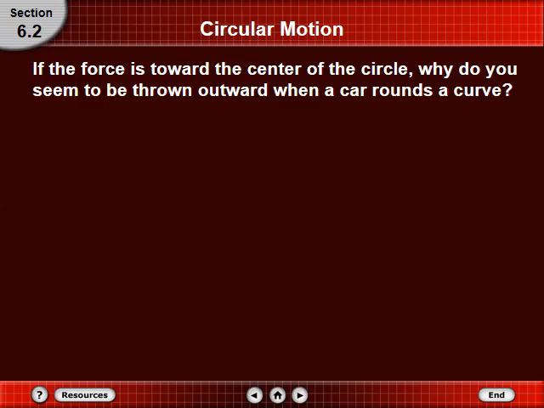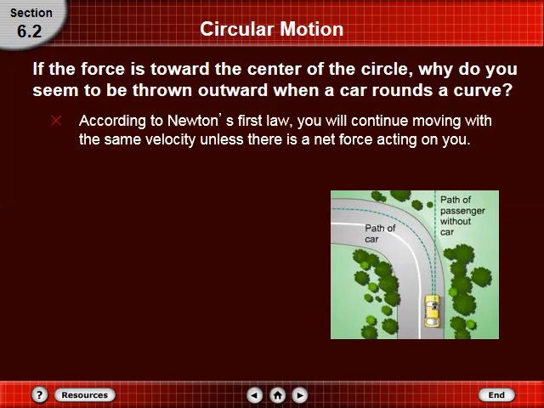Now, what a lot of people think is that, let's say if you are going round a roundabout, you feel like the force is actually pushing you outwards. So there's your car, you're going round the roundabout. It feels like the force is pushing outwards. That's not an actual force, and this is the reason.